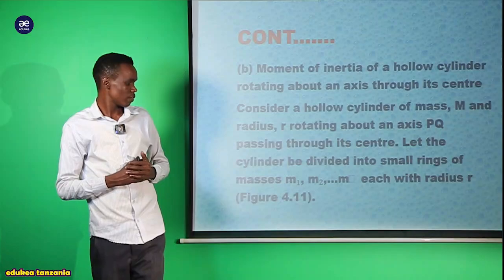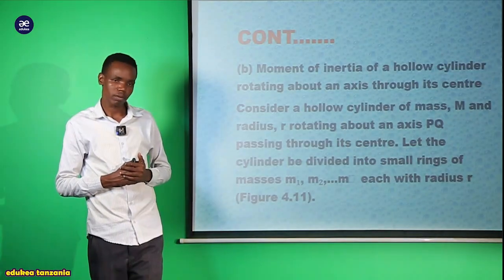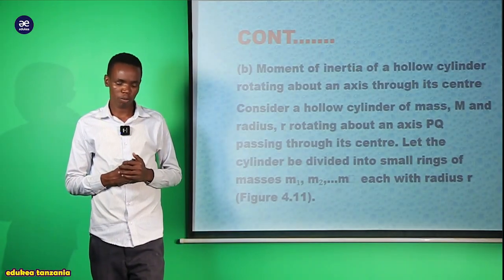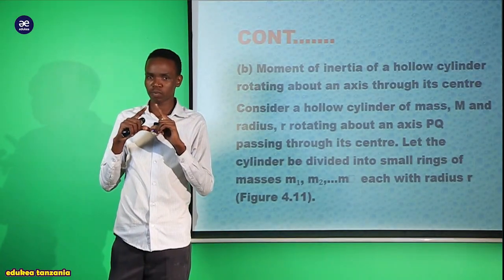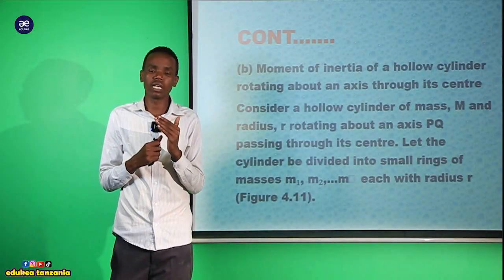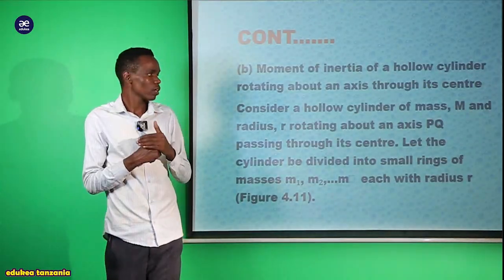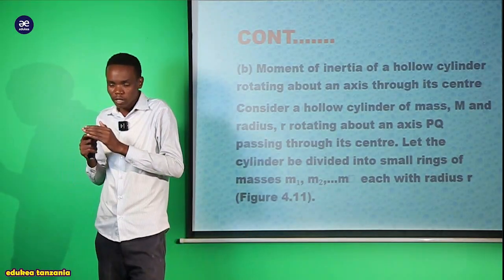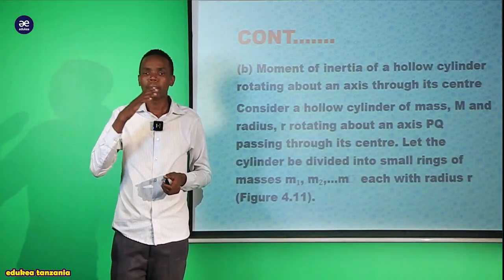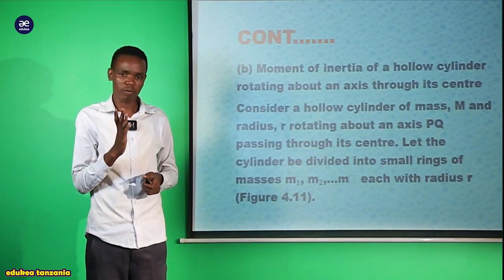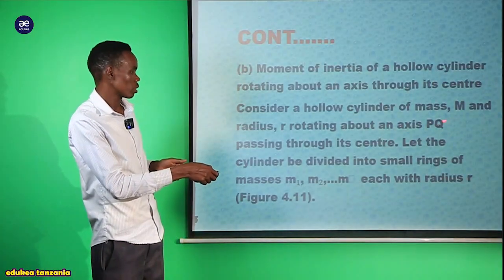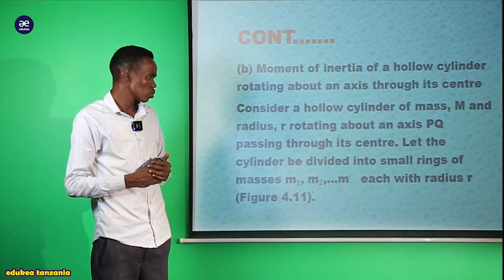So consider our figure, figure number 11 for our fourth topic. In this figure we see the hollow cylinder with mass M and radius R, rotating about an axis perpendicular to its length. The axis of rotation is labeled PQ, as we observe, and it passes through its center.